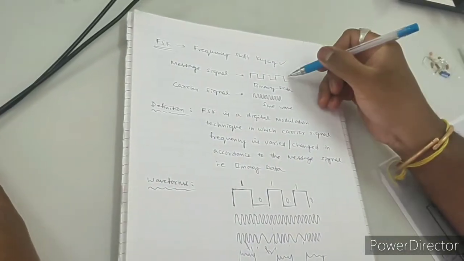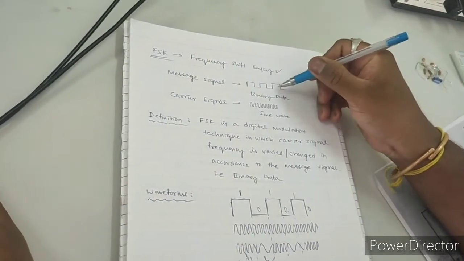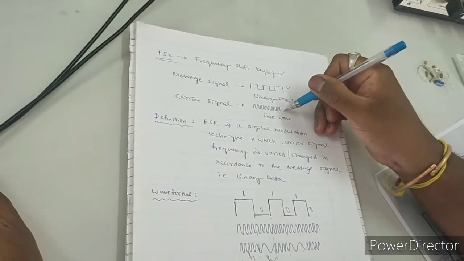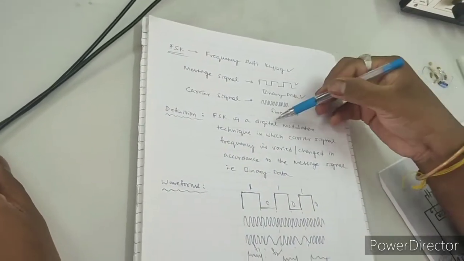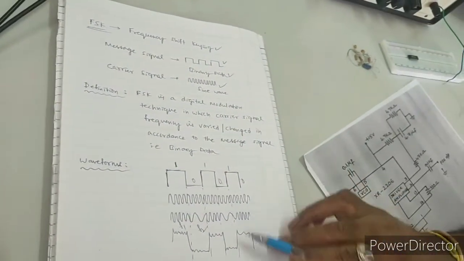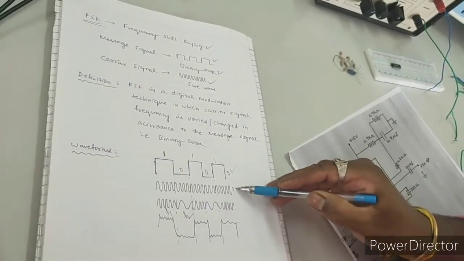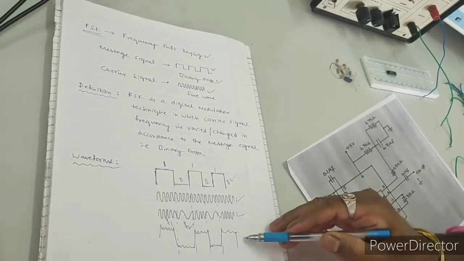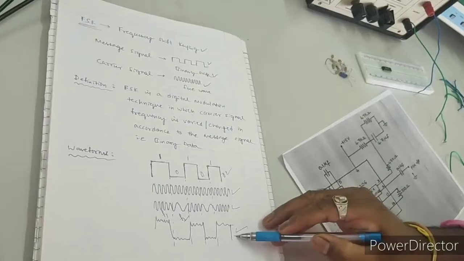So it is about FSK, frequency shift keying. The message signal is binary data in terms of ones and zeros, the sine wave is the carrier signal, and this is the definition. These are the expected waveforms: message signal, carrier signal, FSK, and detected signal.